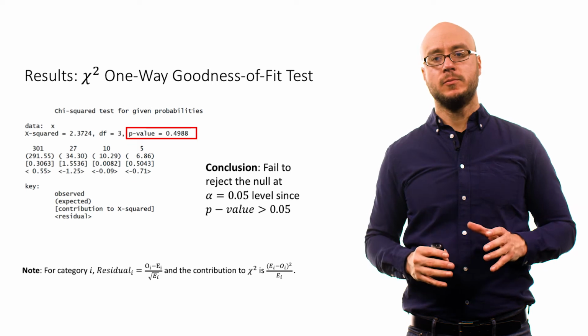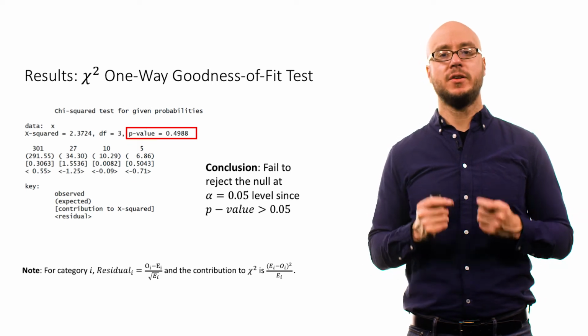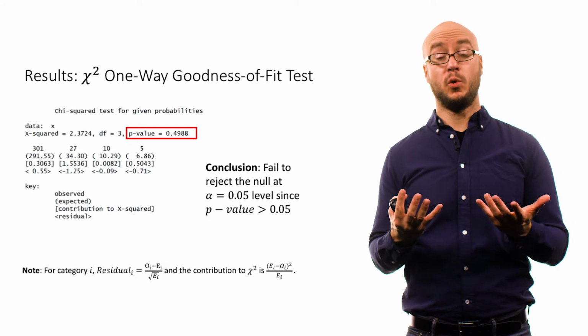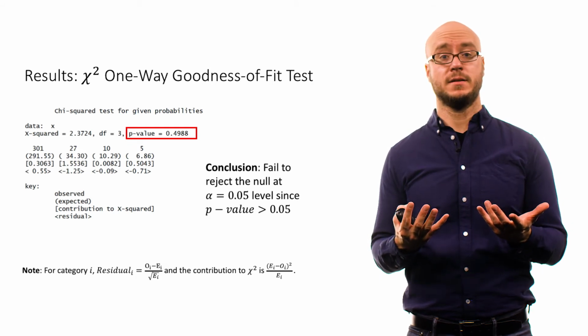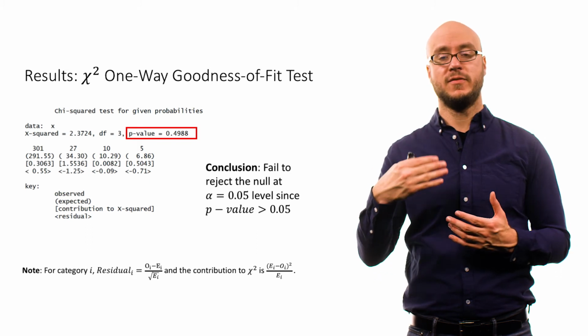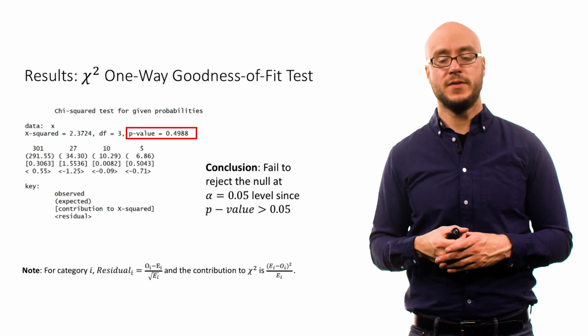Looking at the p-value, we can see that we fail to reject the null at the alpha of 0.05 level. That's because the p-value is roughly 0.50. What this suggests is that our data are in fact consistent with the null hypothesis.